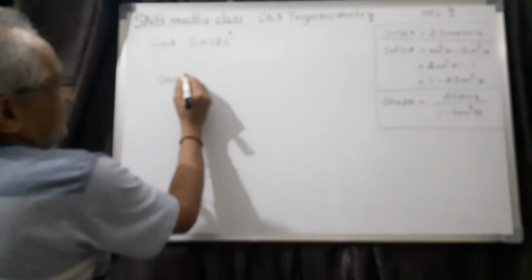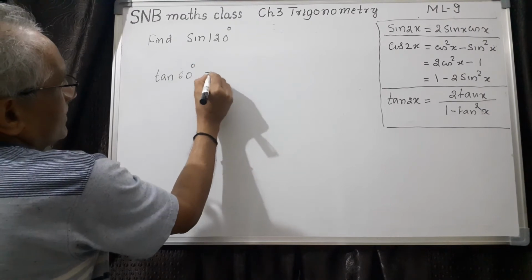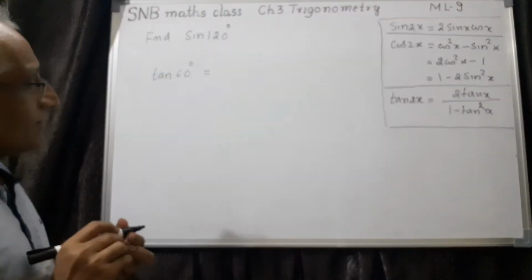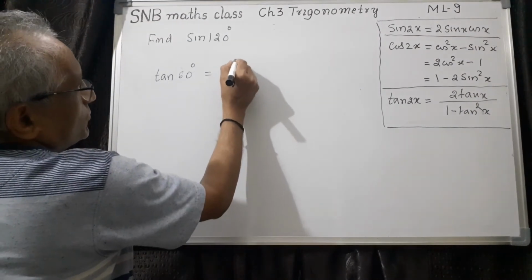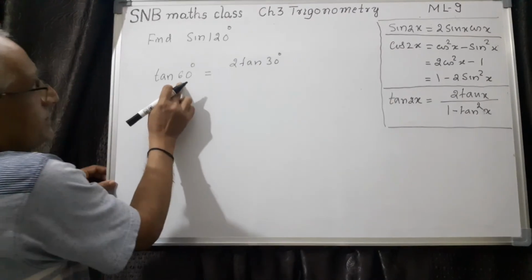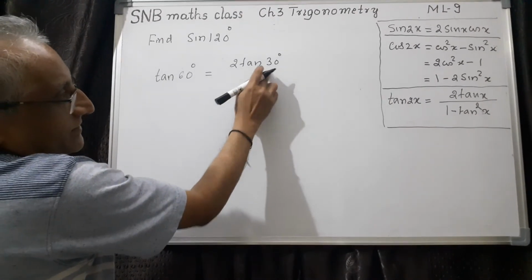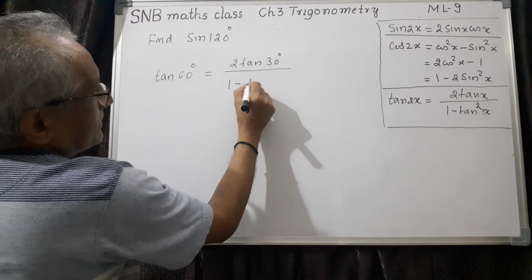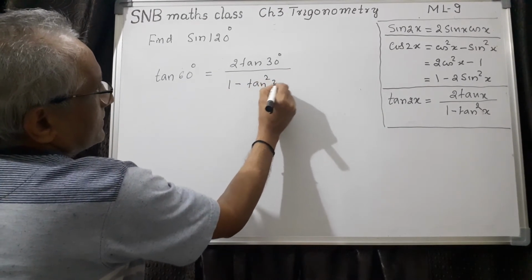120 degree. Or let me first take 60 degree, that is better. You know the value of tan 60 degree, which is root 3. Now let me use this formula. Tan 2x is 2 tan 30 degree, because this is 2x, half of that is 30, divided by 1 minus tan square 30.